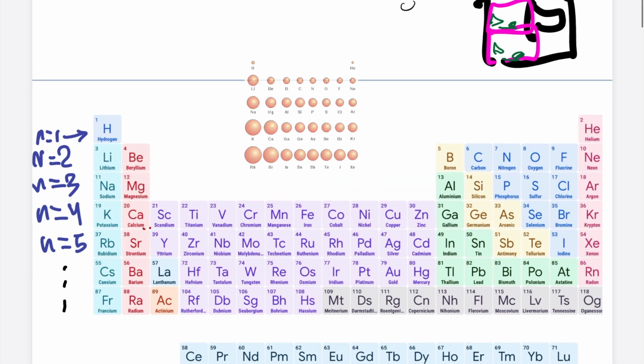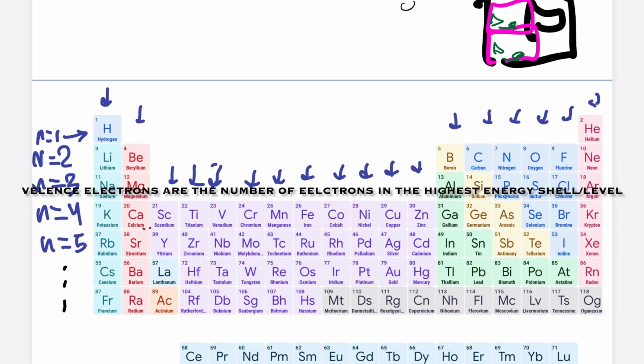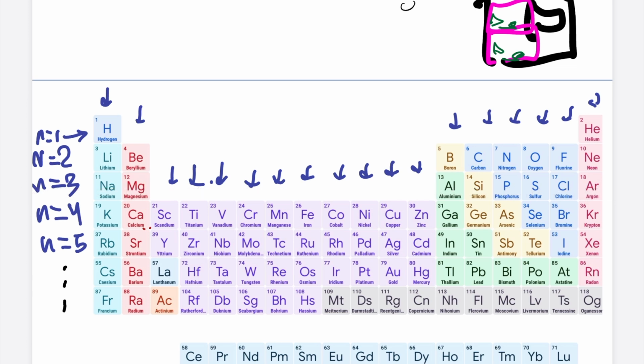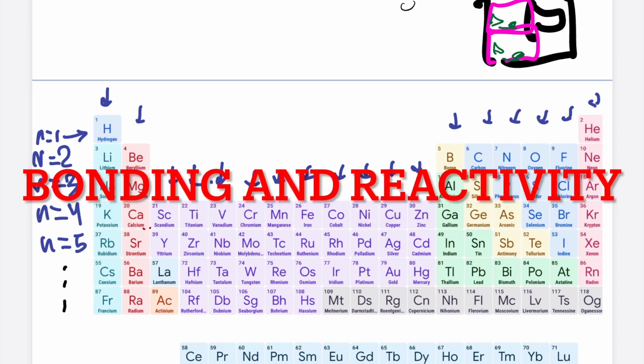Now the groups, however, tell us something slightly different. The groups, which are 1, 2, and so on as you keep going across, actually dictate something slightly different. The groups tell us the number of valence electrons. This is very important because chemists started noticing, far earlier than the 1800s, that the group number, or the number of valence electrons, dictated a lot about what we care about in this course I'm about to teach, which is bonding and reactivity.